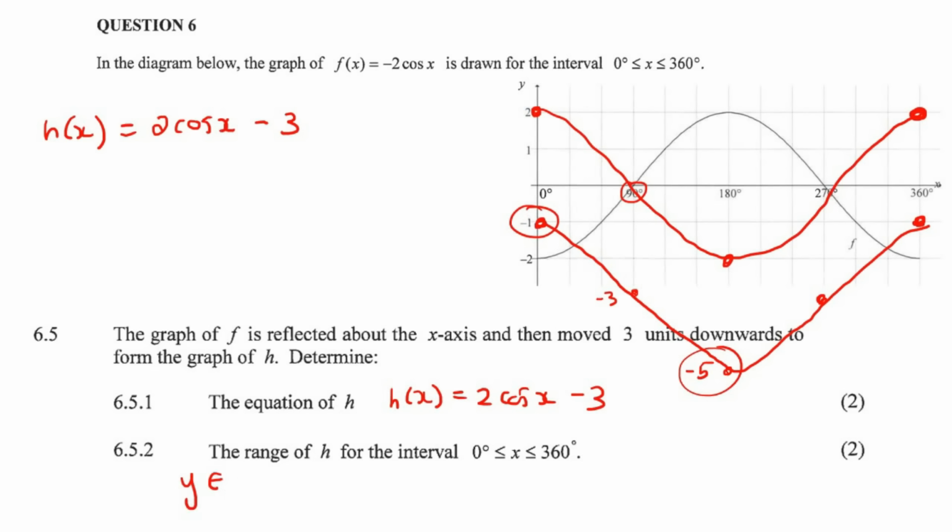You could say y is an element, going from minus 5. We do include these numbers now because the graph does touch those. Okay, so that's how some students write it. But then there are other students who would prefer to use this method: to say y is bigger than or equal to minus 5, but smaller than or equal to negative 1.